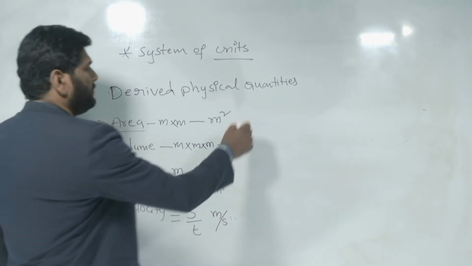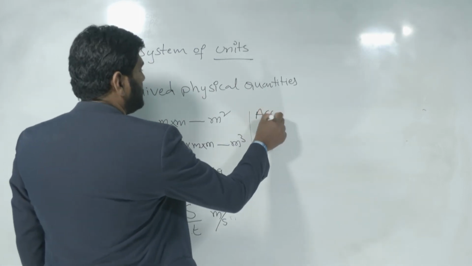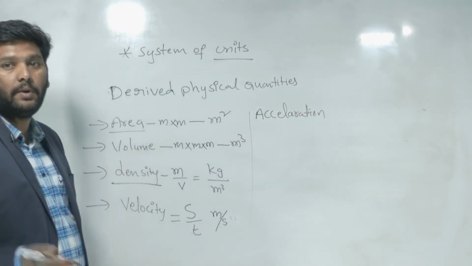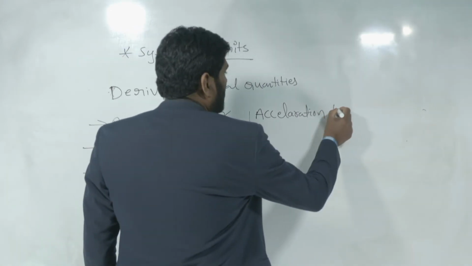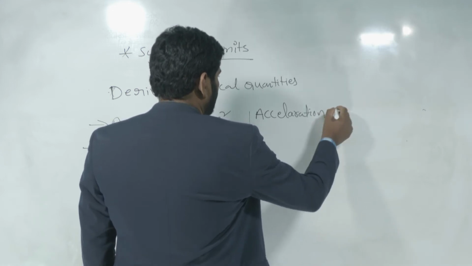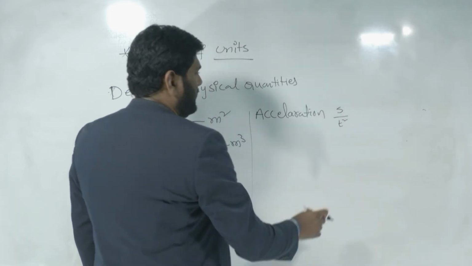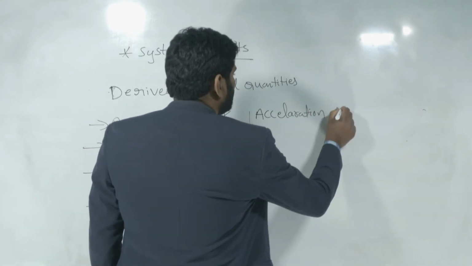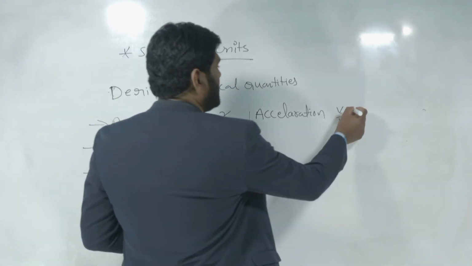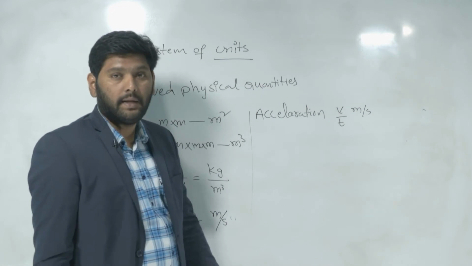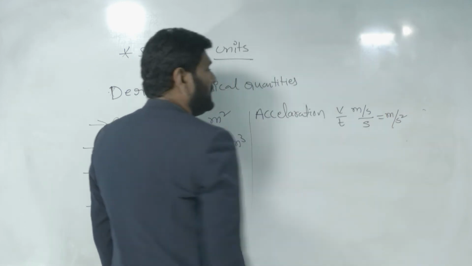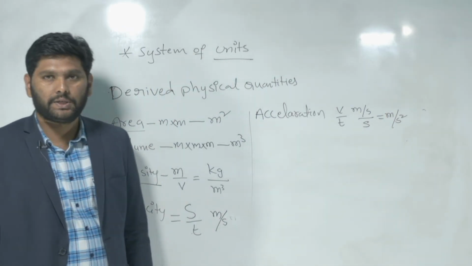Let us take force or else acceleration. Acceleration is nothing but distance by time square, or velocity per unit time. Acceleration means what? Velocity per unit time. Velocity units are already meter per second, and time units are again second. Finally, meter per second square is the unit of acceleration.